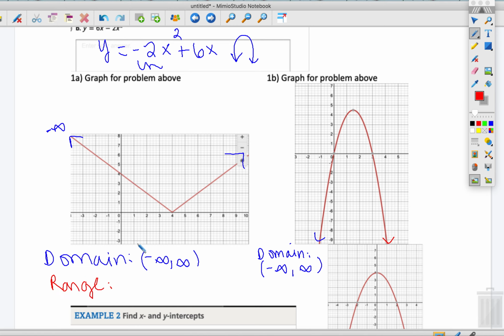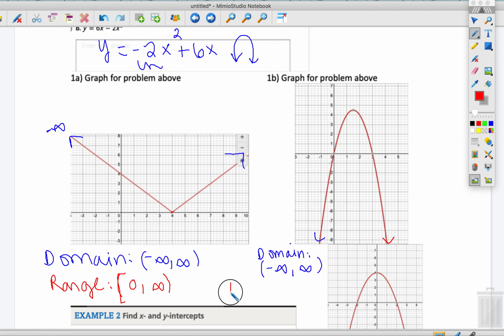We look from smallest to largest, so we go from the bottom up, and anywhere we start touching the graph, that's part of our range. So no, no, no, no, no, bam. I start touching my graph at a y value of 0. So we're going to say 0, comma, we keep going up and up and up. We are always going to touch a y value, so we say infinity.